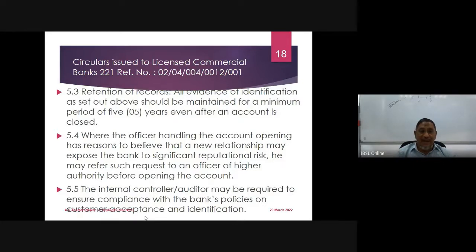Right. Where the officer handling the current account opening has reasons to believe that a new relationship may expose the bank to significant reputational risk, he may refer such requests to an officer of higher authority before opening the account.